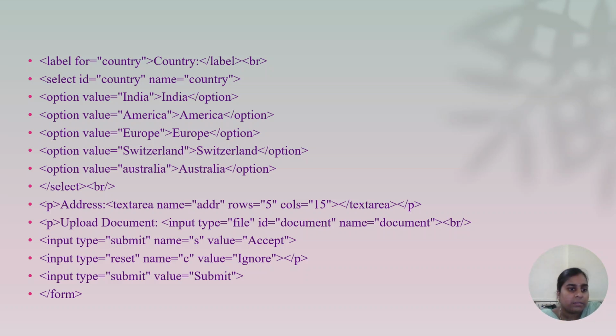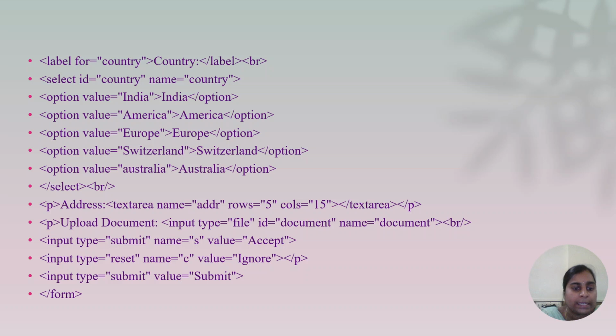Then I can select my country as India, and then I can close my select tag. After that here I am taking the paragraph tag for the address label. So here I am taking the textarea to enter my address, the name is address. To enter my address here I am taking the textarea with 5 rows and 15 columns, and then here I am closing the textarea, and then here I am uploading a document.